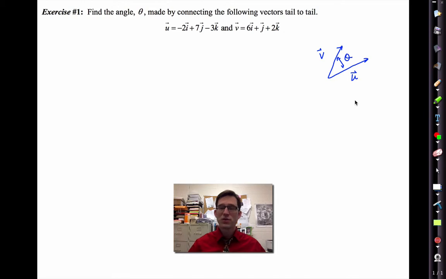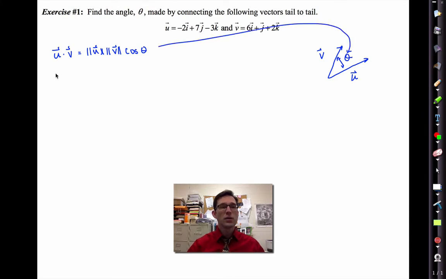All right, let's go through this review problem. This is a very, very standard problem. Remember, what we know is that the dot product of two vectors, by definition, is the magnitude of the two vectors multiplied together times the cosine of the angle in between them. And that's what we're looking for here.